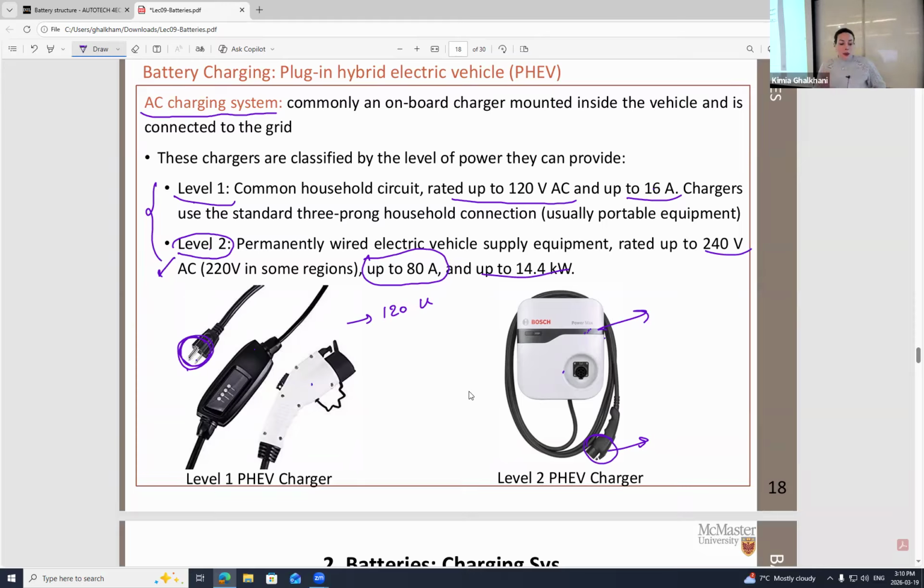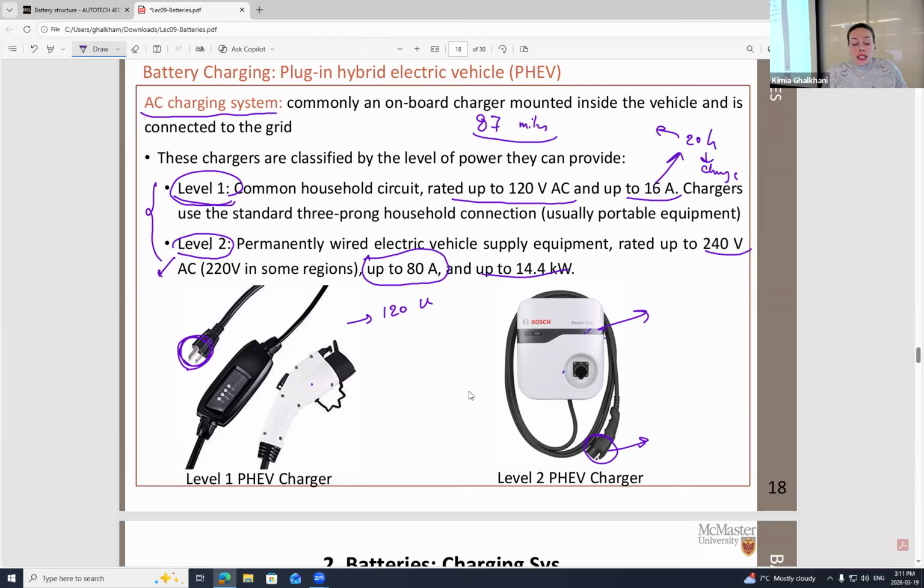So I'm going to give you one example. For example, Mercedes B-Class 250E. If you charge it with level 1, it takes almost 20 hours to be fully charged, and you can drive up to 87 miles with 120 volts after 20 hours of charge. Makes sense? So it takes almost a day to be fully charged and be able to only drive 87 miles.